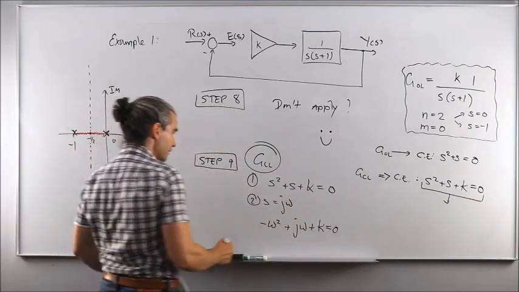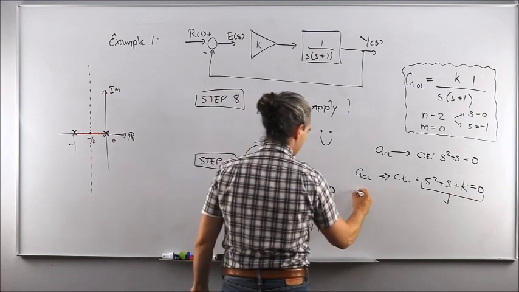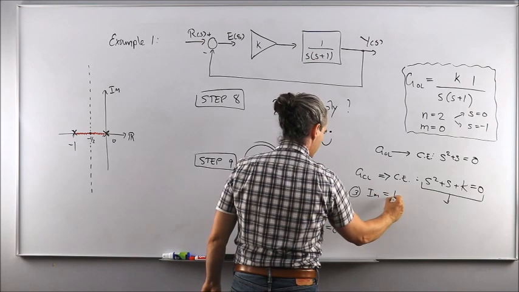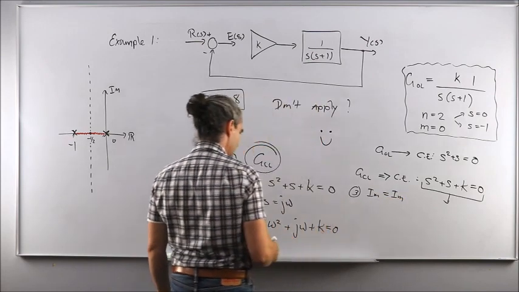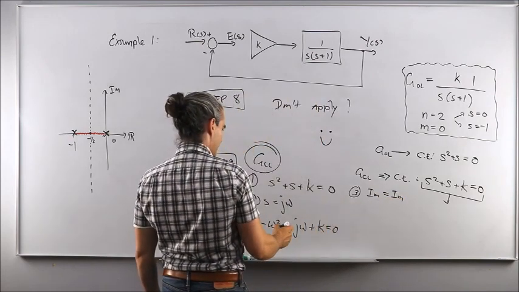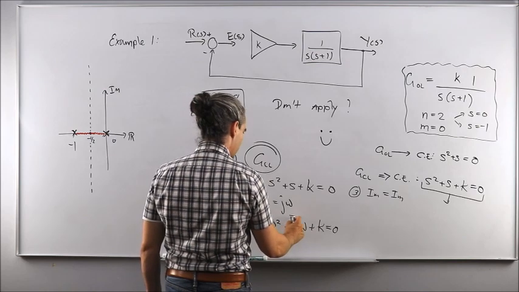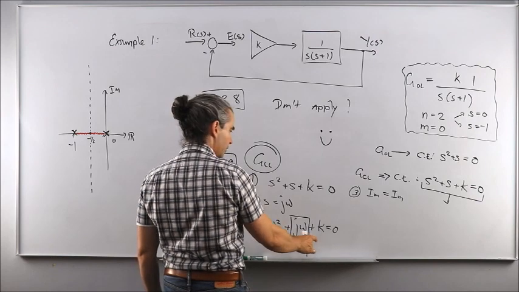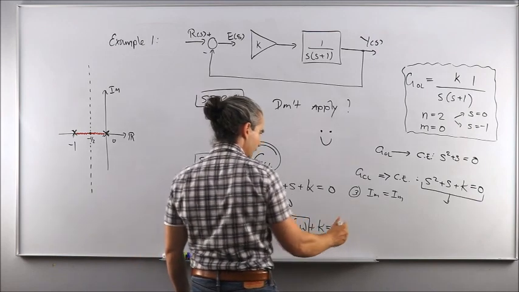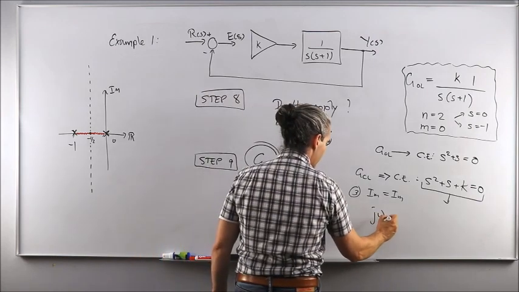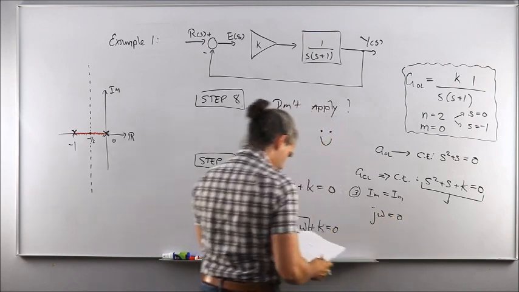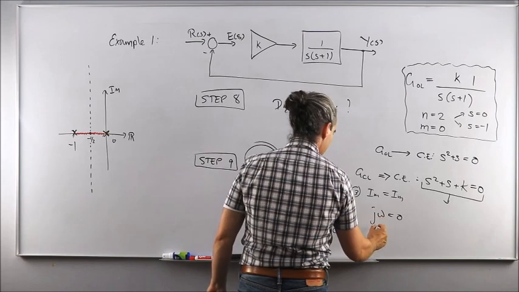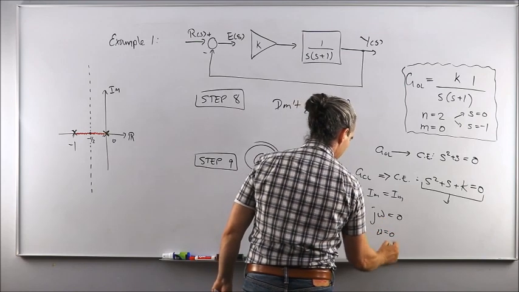And then what you do is you equate imaginary equal to imaginary of that equation. But it turns out that there is only one imaginary term in that equation. So imaginary on the left equal to no imaginary on the right. Or in other words, j omega equal to 0. And that tells you that omega is equal to 0.